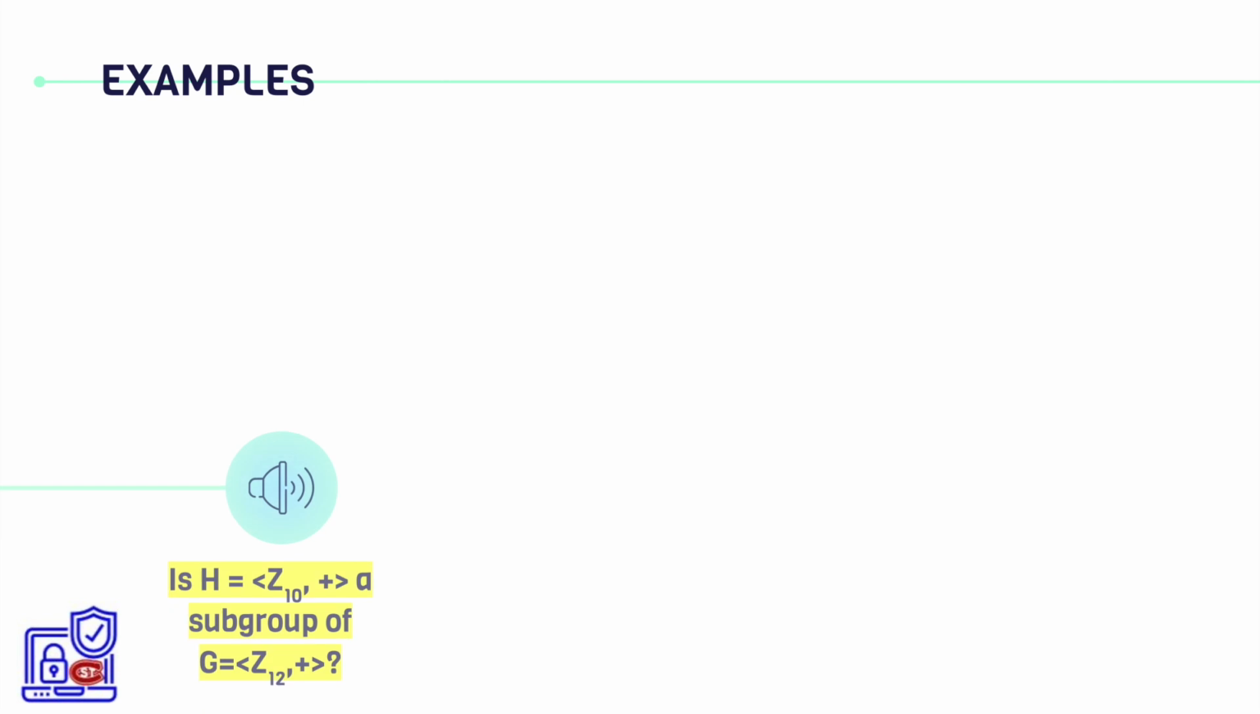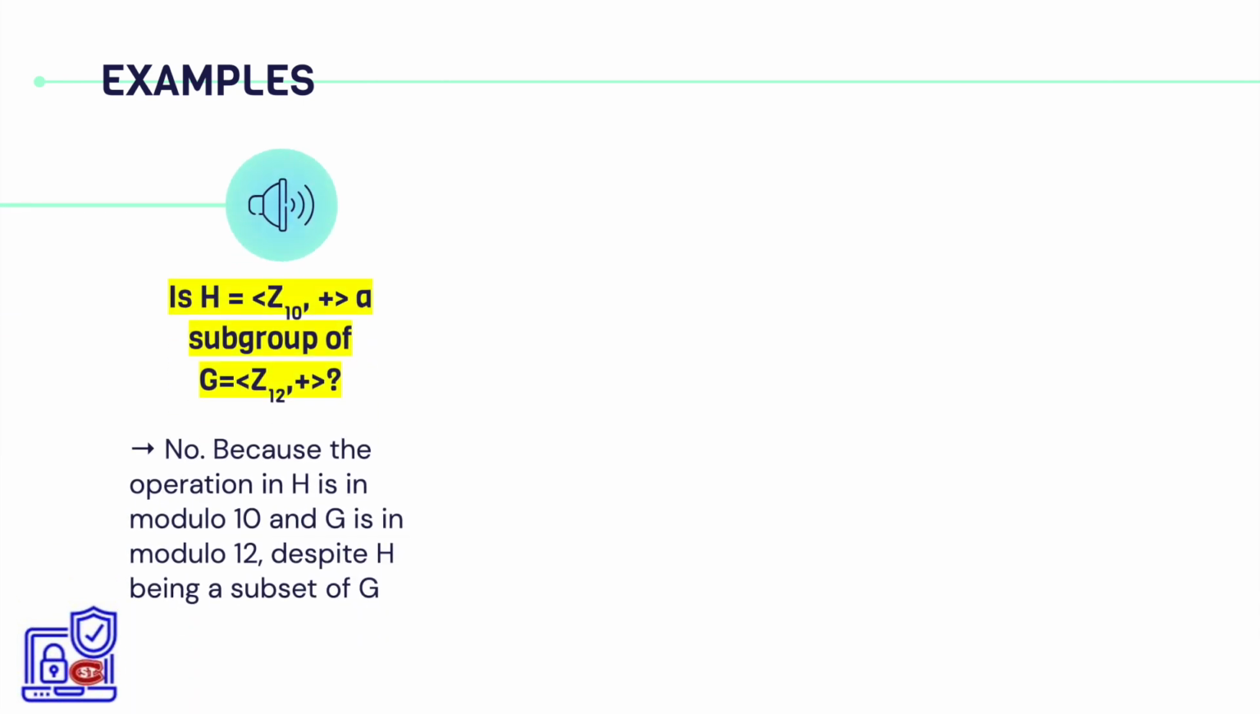To make sense of what we have discussed previously, here are some examples. Example 1: is H = Z10 a subgroup of G = Z12? The answer is no. Why? Because although H is a subset of G, the operation in H is in modulo 10 and G is in modulo 12. Thus, H itself is not a group with respect to the operation in G.